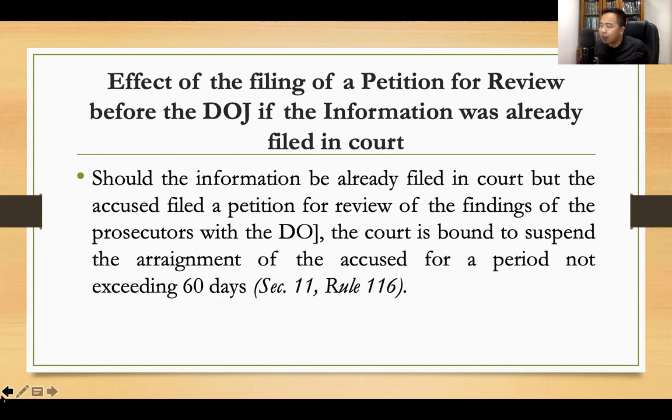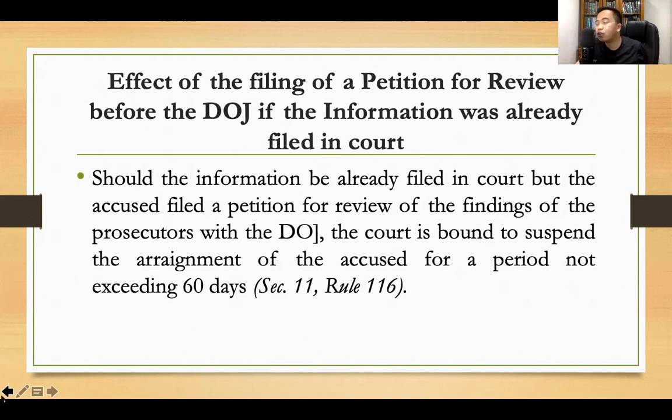Kasi in the meantime, natalo ka doon, inapila mo, final ng information sa court, dire-diretso na yan. Arraignment, pre-trial, and then trial. In the meantime, nakabinbin yung apila mo sa Secretary of Justice. So what is the effect of the filing of a petition for review if the information was already filed in court?